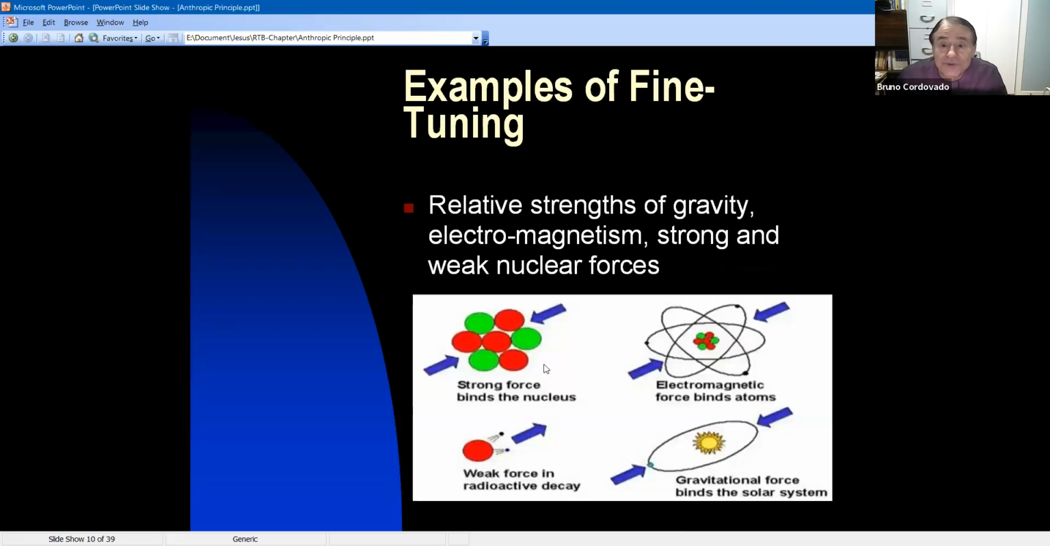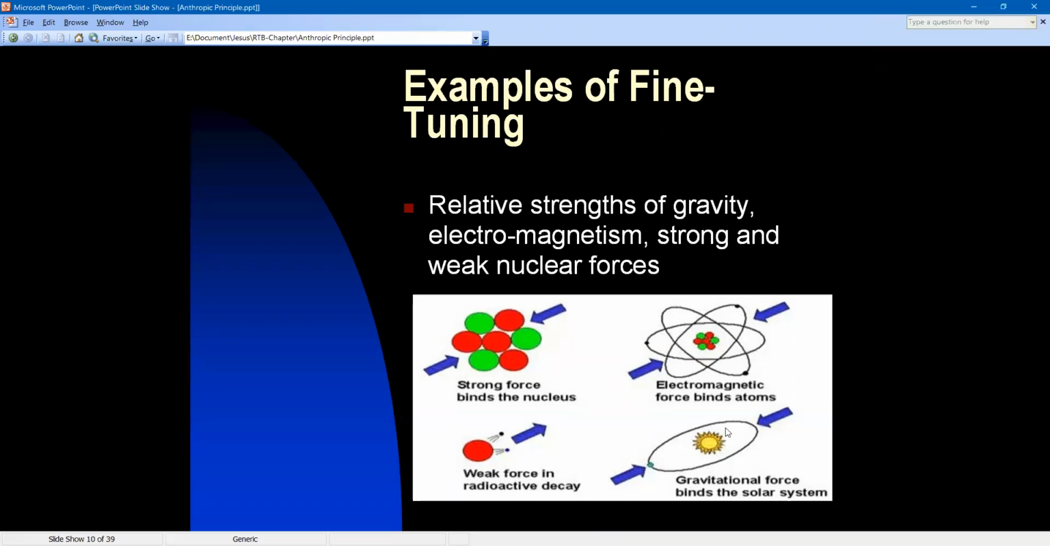Then you need to have the strengths of the different forces in physics be balanced correctly. You have the nuclear force that binds the protons and neutrons together in the nucleus. You have electromagnetic force that binds protons to electrons. You have a weak force in the nucleus that affects the rate of radioactive decay. And then you have gravity that affects how planets can orbit around stars.